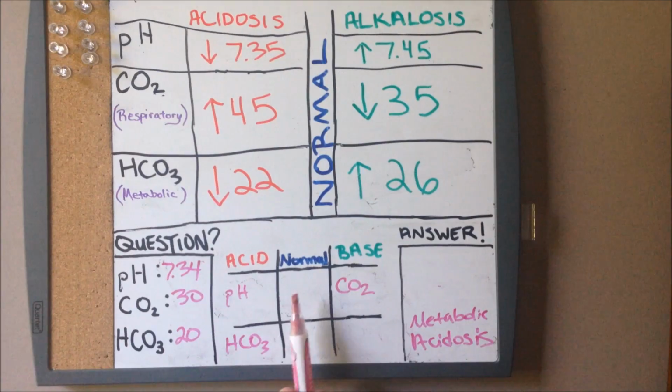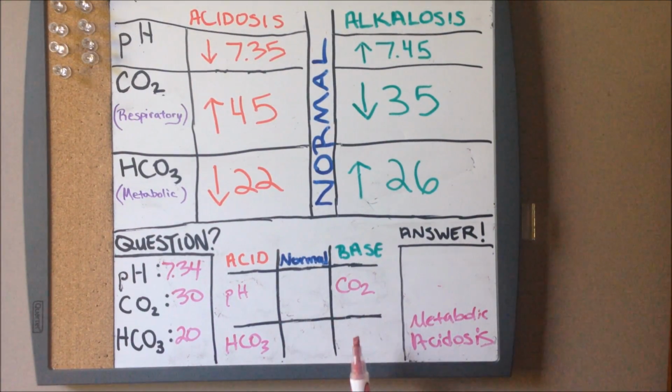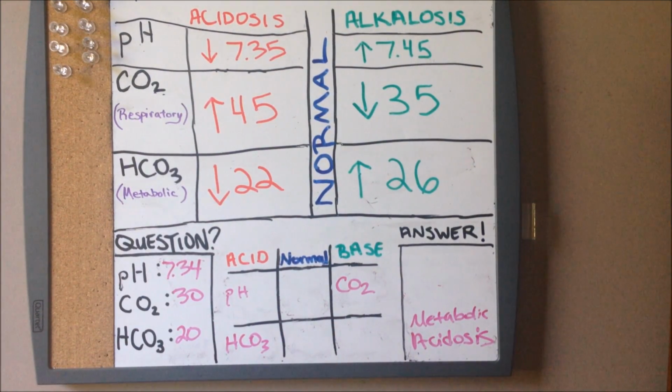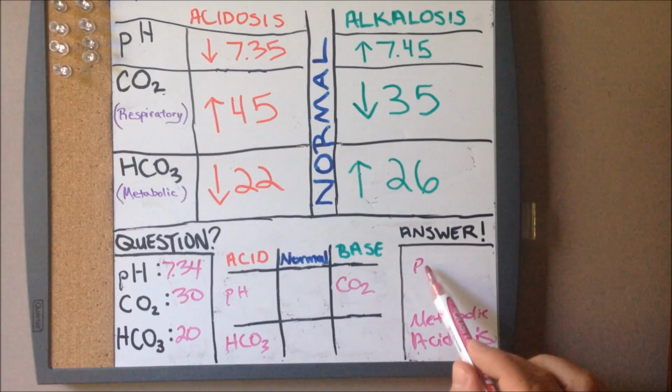Our CO2 is not normal. It's over here in the basic column. And essentially what you can think is that anytime when you have your little tic-tac-toe grid, if you have a value that is on the opposite side of your pH and your causative problem, you can automatically think it's partially compensated.